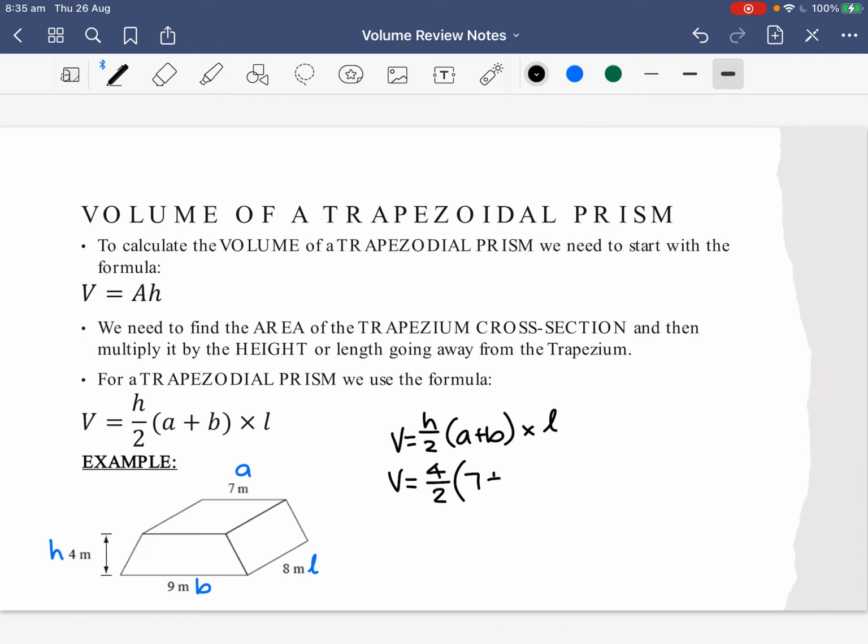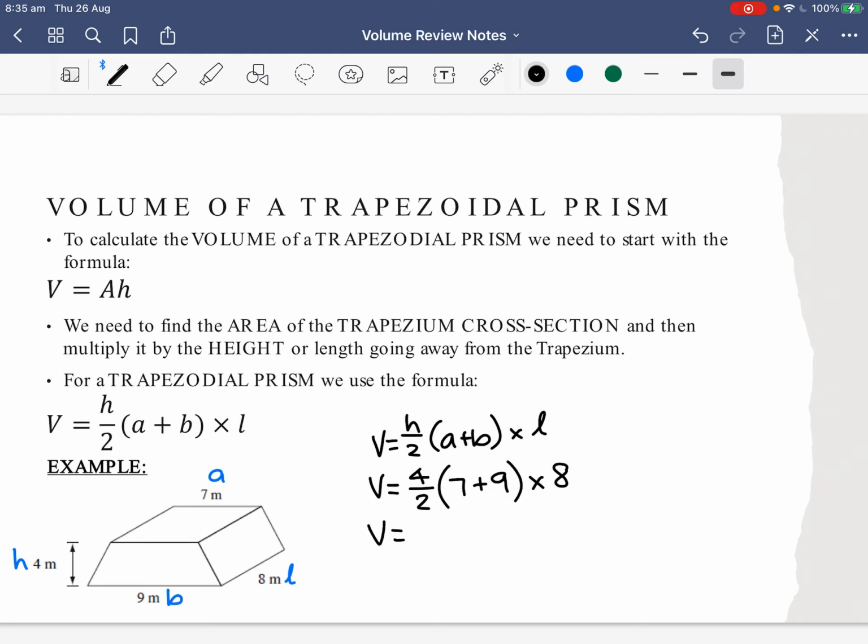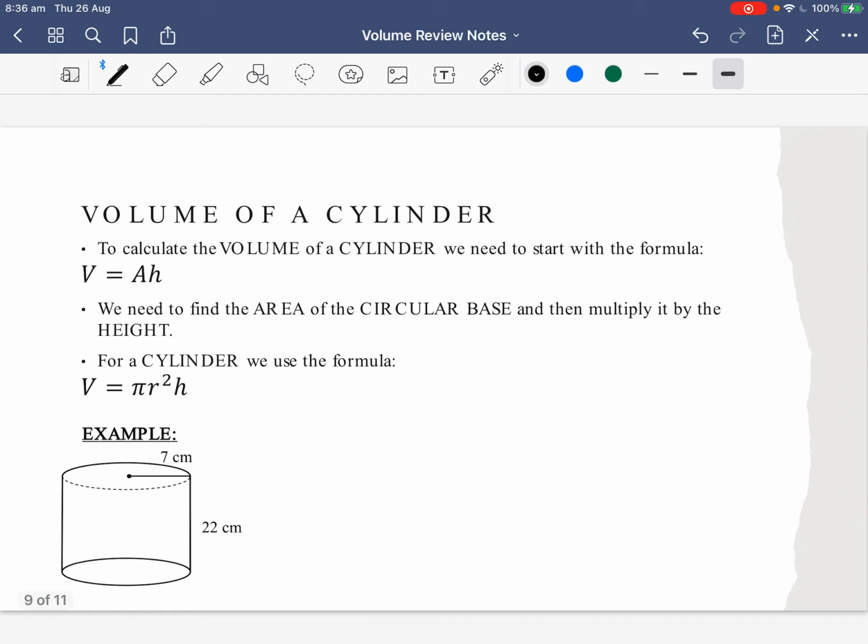We substitute in our values, so we have H is 4 on 2, our A is 7 plus our B is 9, times our L of 8. Now we can just put this all into our calculator, so 4 on 2, bracket 7 plus 9, close our bracket, times by 8 gets us 256 meters cubed.